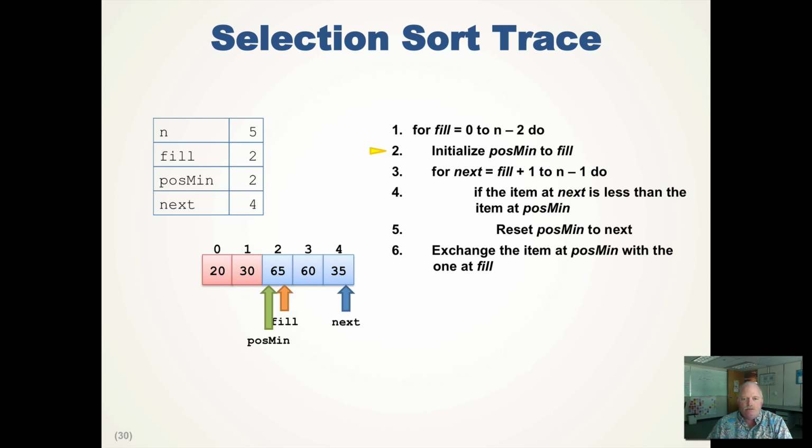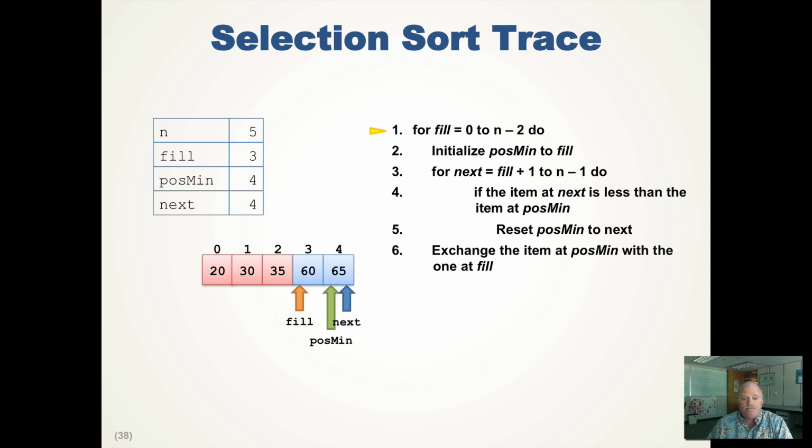Update fill, update min, update next, check to see if 60 is less than min, and it is, so we update min, scan forward, check to see if 35 is less than min, and it is, so we update min, and then we exchange the item at min with fill, and we're done with that. So we have 3 items sorted correctly.